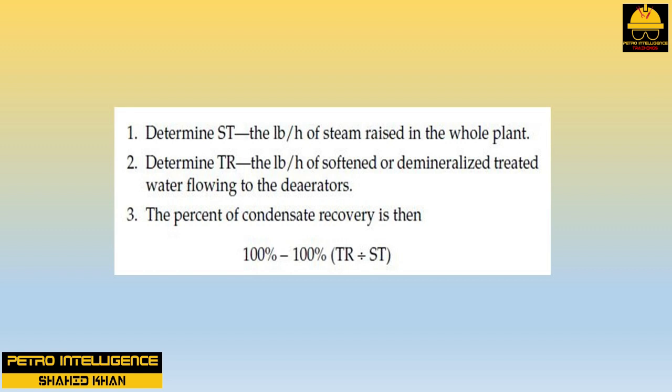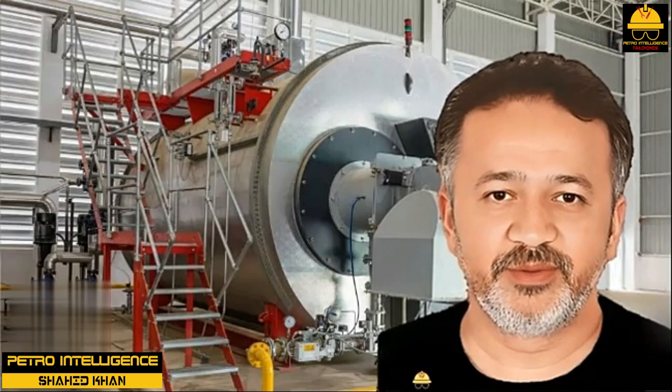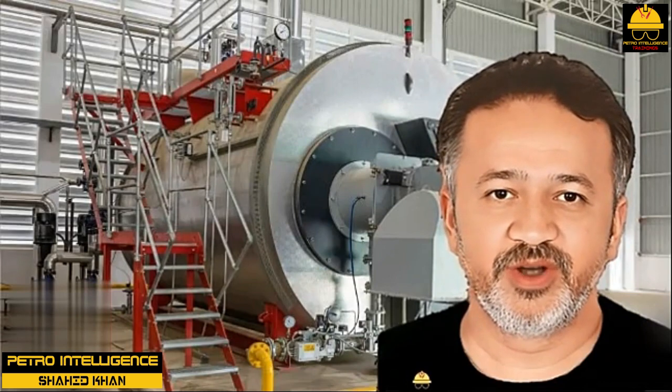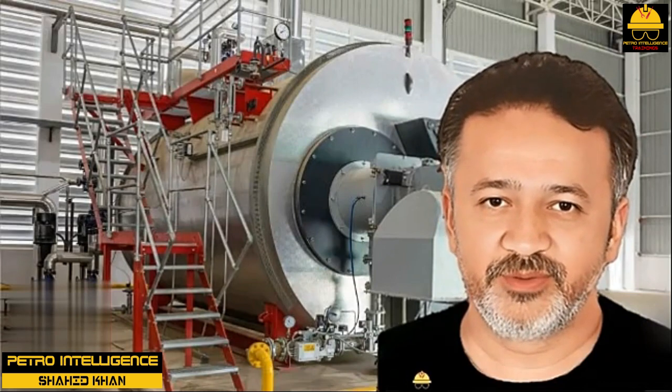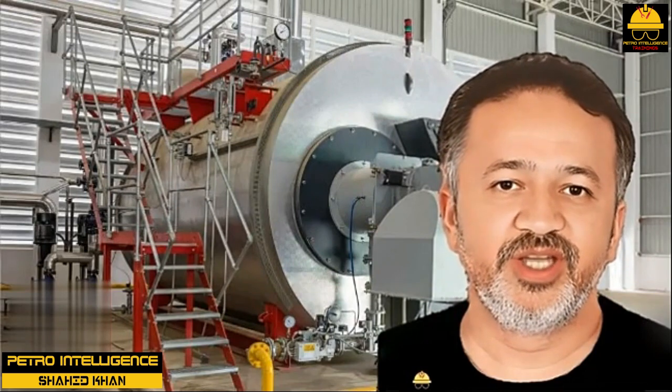1. Determine ST, the pound/hour of steam raised in the whole plant. 2. Determine TR, the pound/hour of softened or demineralized treated water flowing to the deaerators. 3. The percent of condensate recovery is then 100% minus 100% TR divided by ST. Loss of steam condensate to the plant sewer is environmentally wrong and wastes money for water treating chemicals and energy.